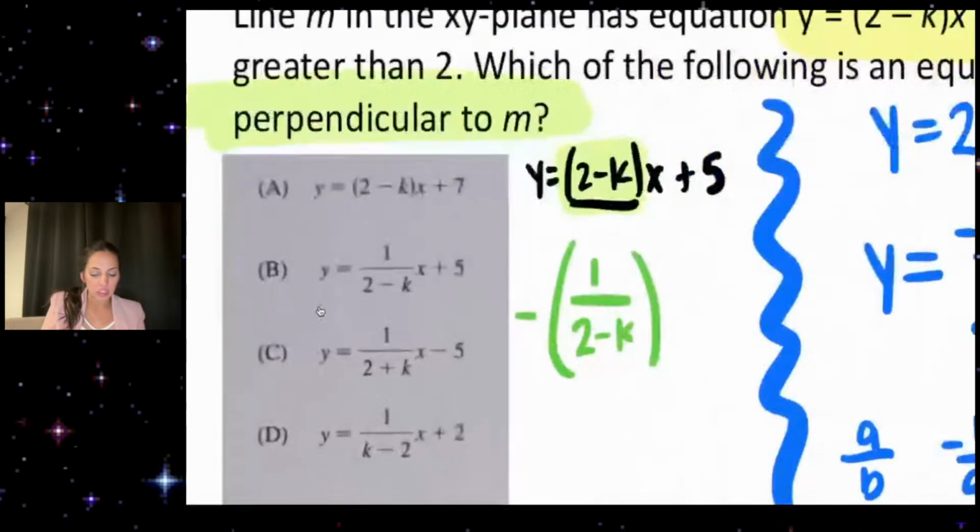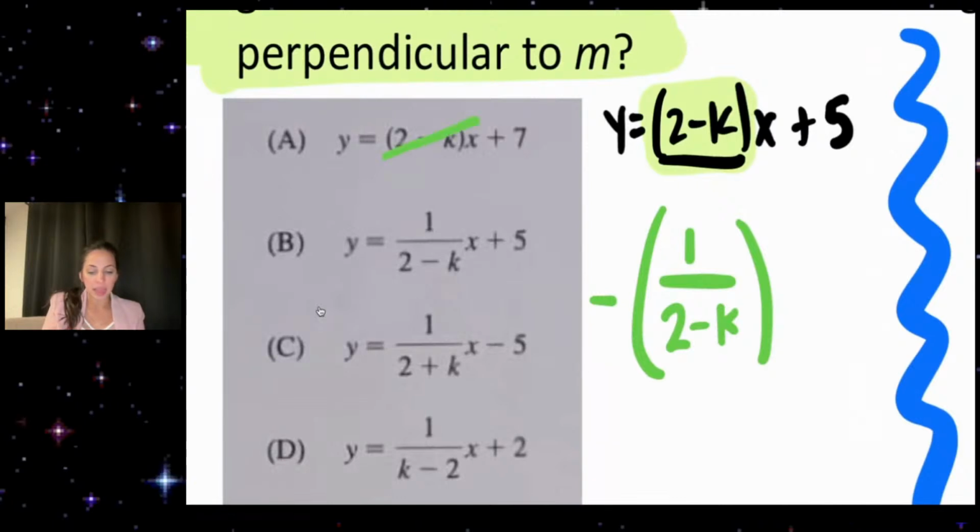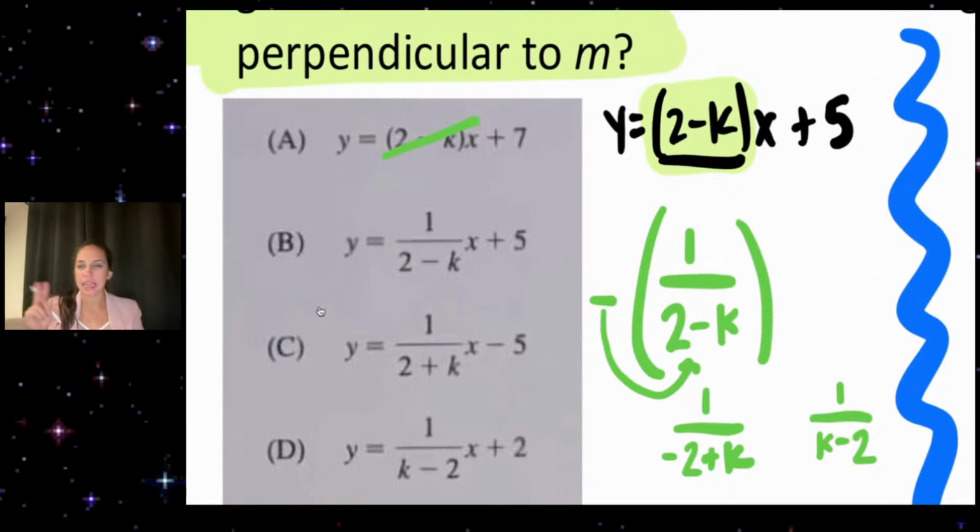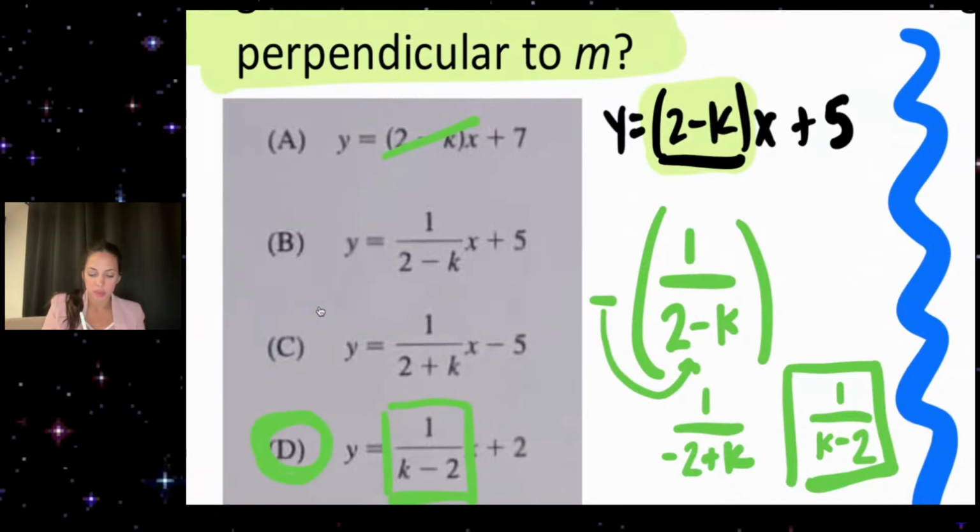So if I look at my answer choices, it's not going to be A because they don't have the same slope. Now, I don't see any of these that look like what I have. So I'm going to distribute this negative through and see what I get. So I get 1 over negative 2 plus k, which I could rewrite as 1 over k minus 2, right? Those are the same thing. And this directly matches this, which means D is the correct answer.